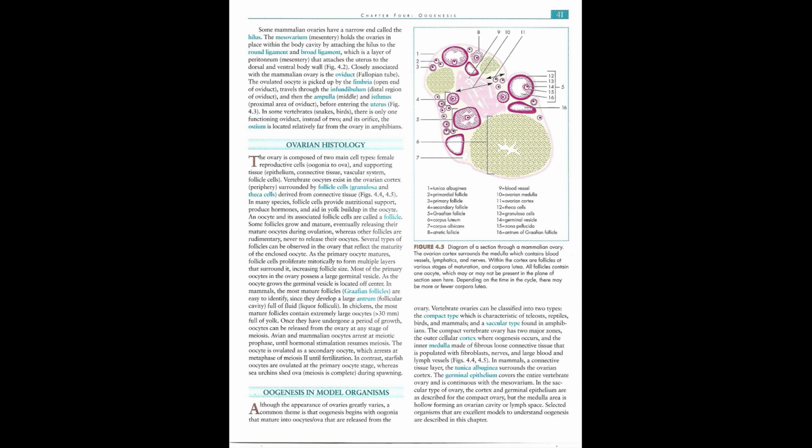In contrast, starfish oocytes are ovulated at the primary oocyte stage, whereas sea urchins shed ova, meiosis is complete, during spawning. Oogenesis in model organisms.